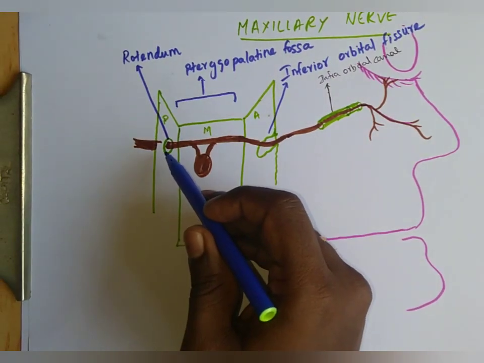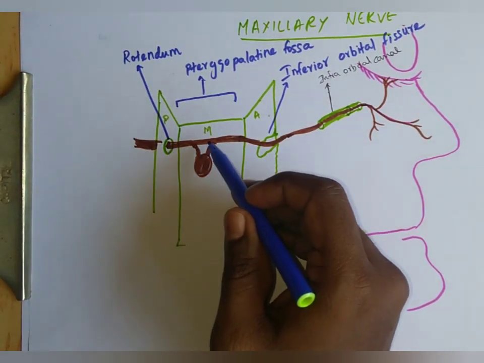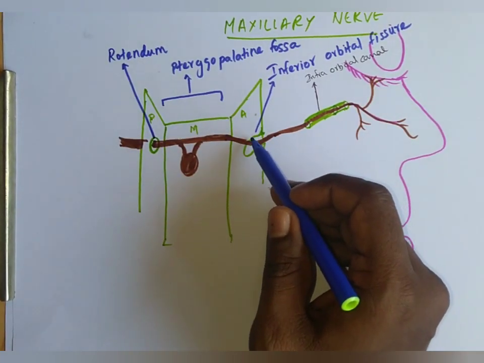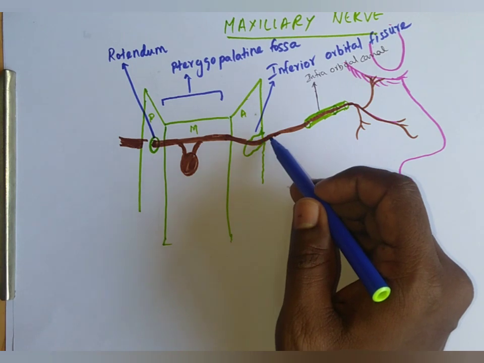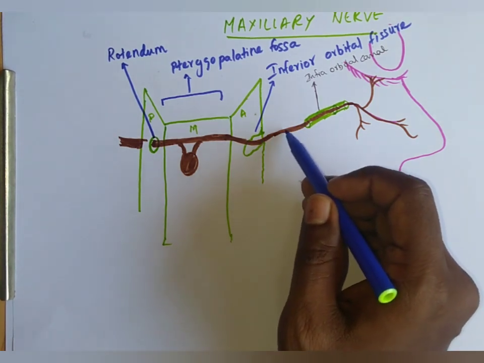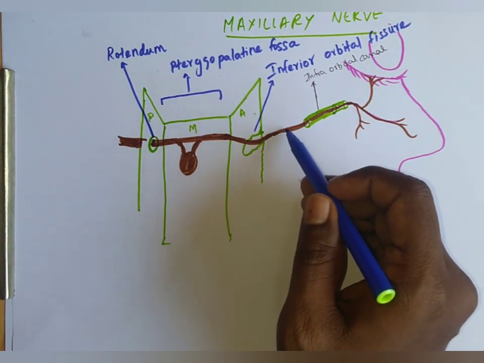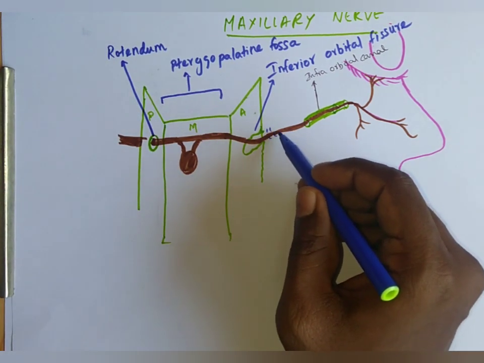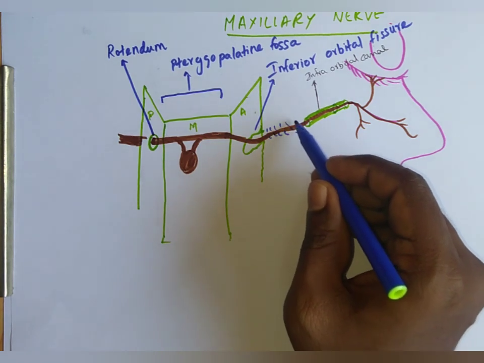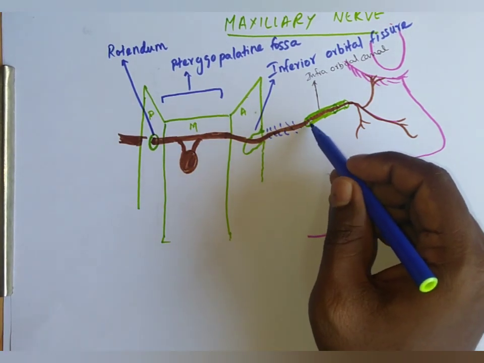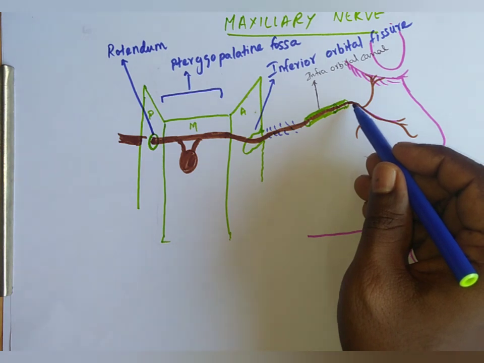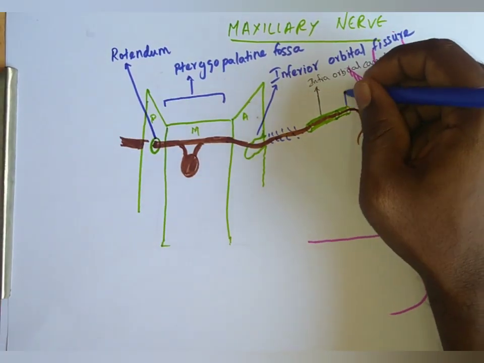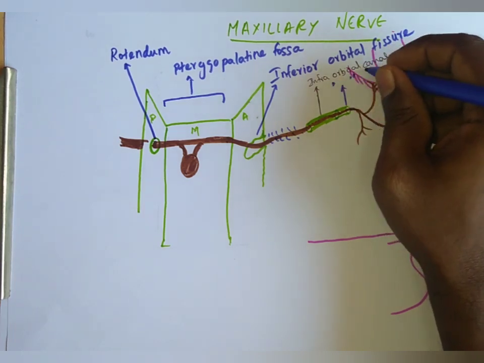Now we have labeled all the parts. This is the foramen rotundum to enter the pterygopalatine fossa. Now leaving the pterygopalatine fossa, it enters the infraorbital fissure. From here it forms the nerve of the infraorbital groove. So here will be the infraorbital groove. Then it will enter the infraorbital canal to form the nerve of the infraorbital canal. Then it will emerge out through the infraorbital foramen.